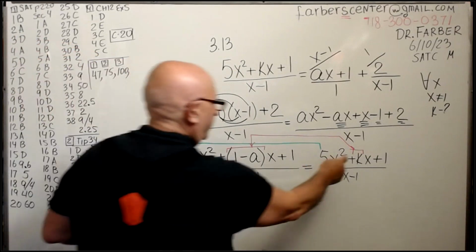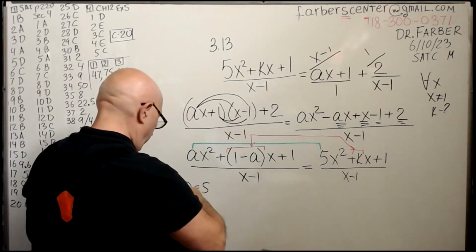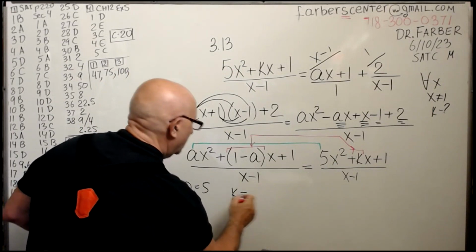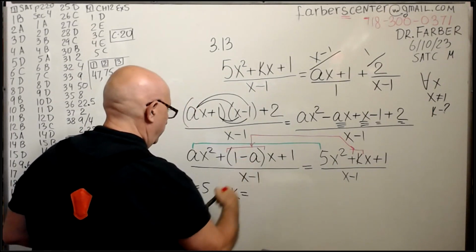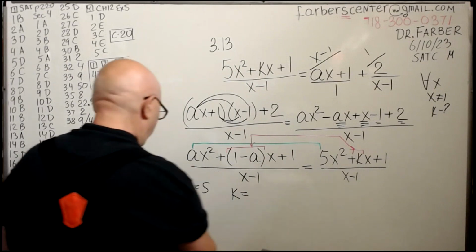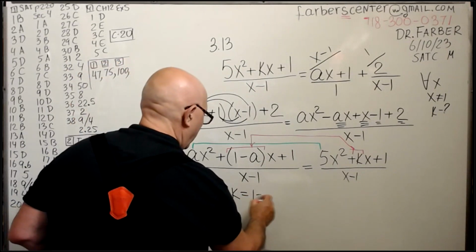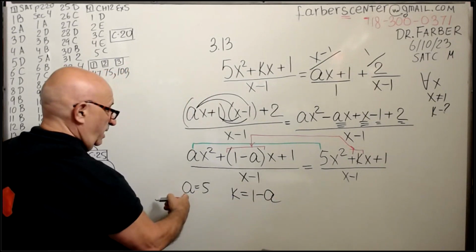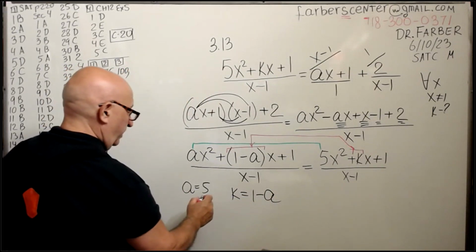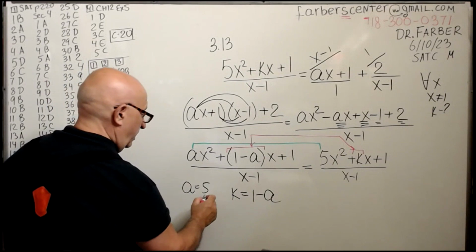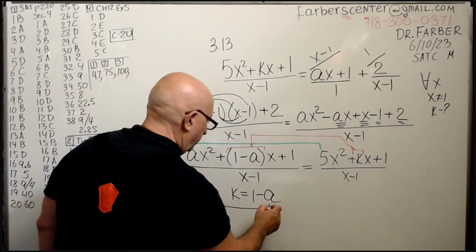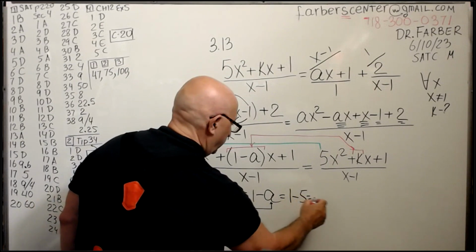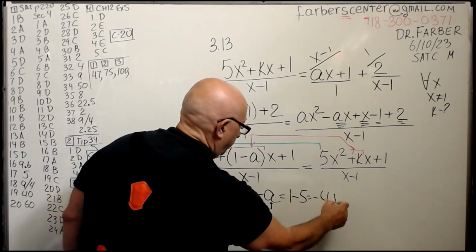You can write that k is 1 minus h. But since a equals -5, I plug in here. I get 1 minus 5, which is -4. And this would be the answer.